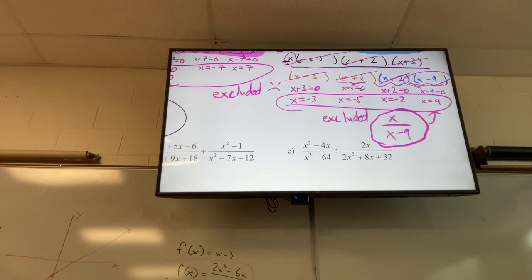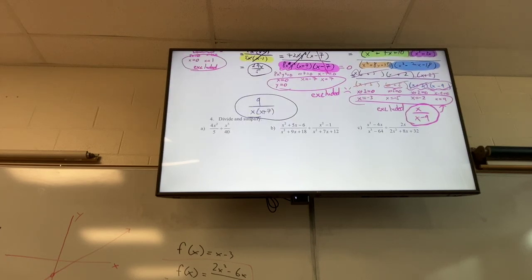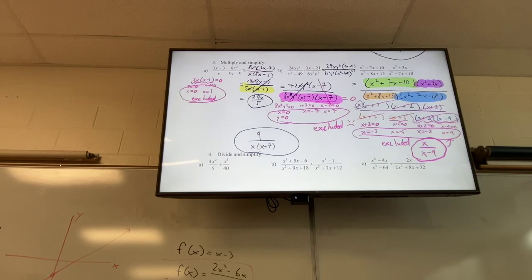Okay? So there's a lot going on, but we're following those same steps, right? We're multiplying, and then to simplify, we're factoring, finding the excluded values, and then we're canceling. So it's still just factor and cancel. I think we're probably intimidated because there's just a lot of factoring to do.